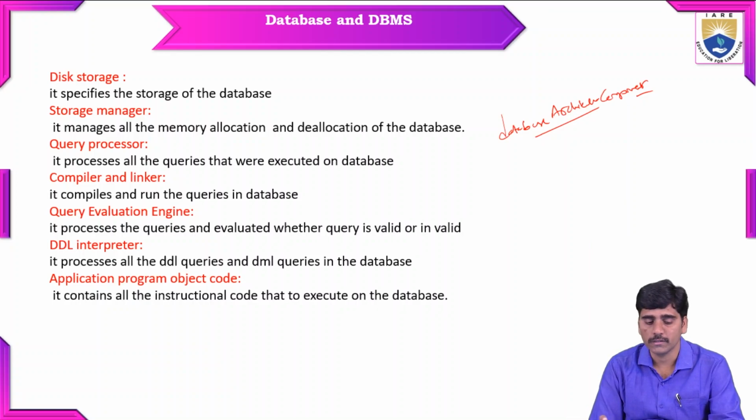different types of components. One is what? A disk storage. So it specifies the storage of the data. So where it is stored actually. So that is what we understand from the disk storage.